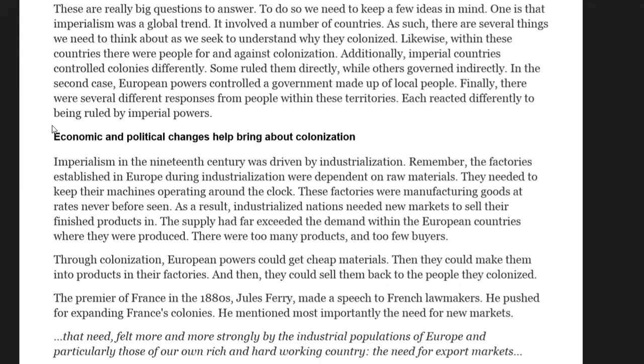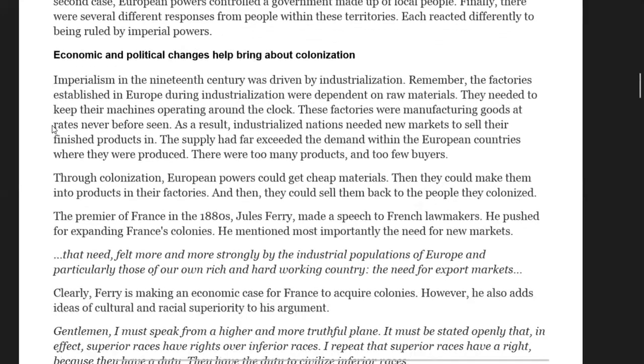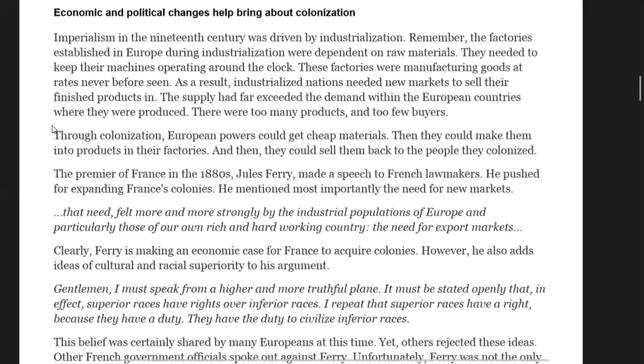So we always want to keep that in mind whenever we look at history, especially with something as complex as the imperial era. All right, let's get into specifics. So we get to our first section in the article, and the heading is Economic and Political Changes Help Bring About Colonization. Fair enough. We know that we're going to have economic and political changes covered in this section. Let's make sure we understand them so we can include that in our response to question one.